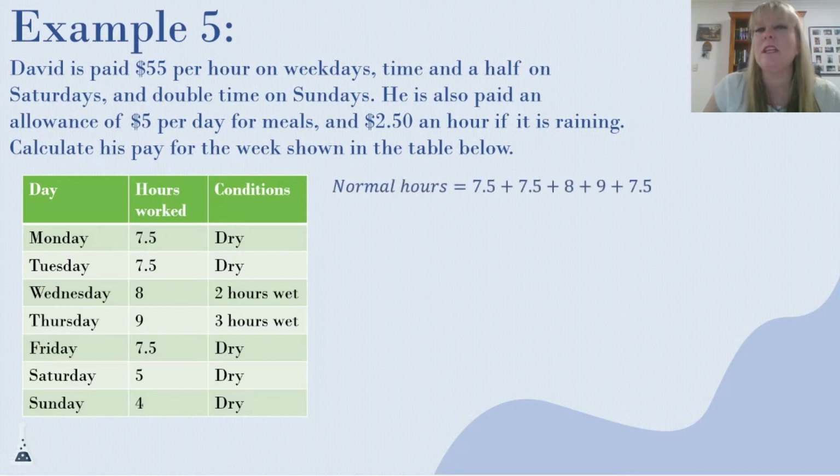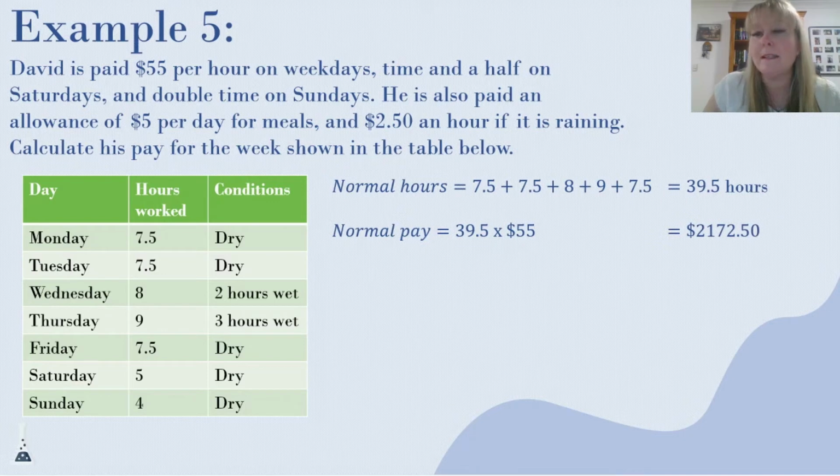So firstly, let's look at his normal hours. That's his weekdays. We're just simply going to add up those 5 numbers, and that comes up to 39.5 hours from Monday through to Friday. Our next step is we're going to work out what that normal pay is. It's 39.5 hours multiplied by $55 an hour, and that gives us his pay from the weekdays of $2,172.50.